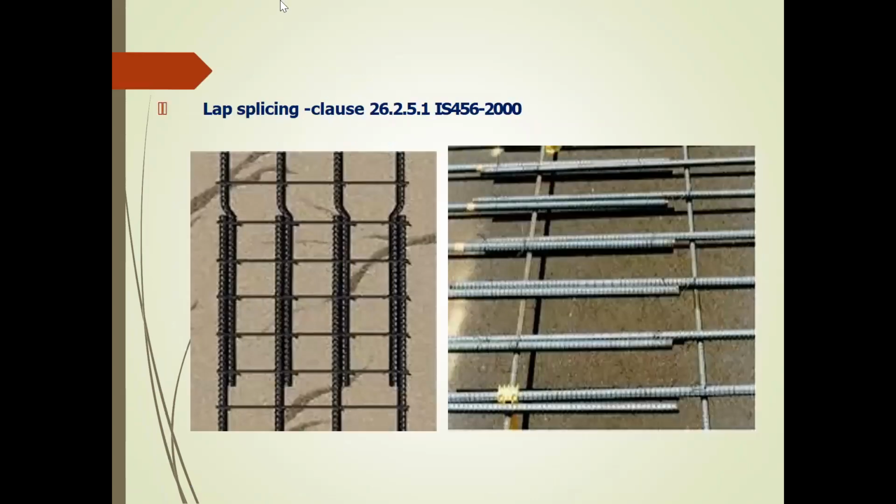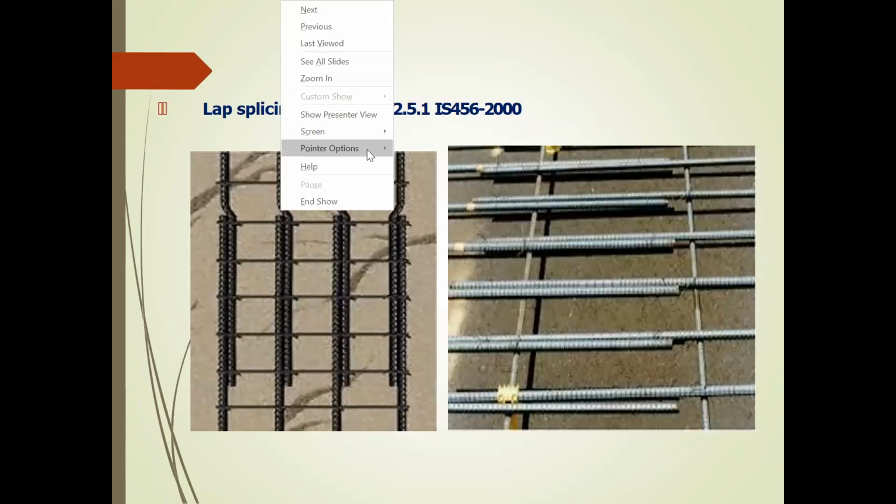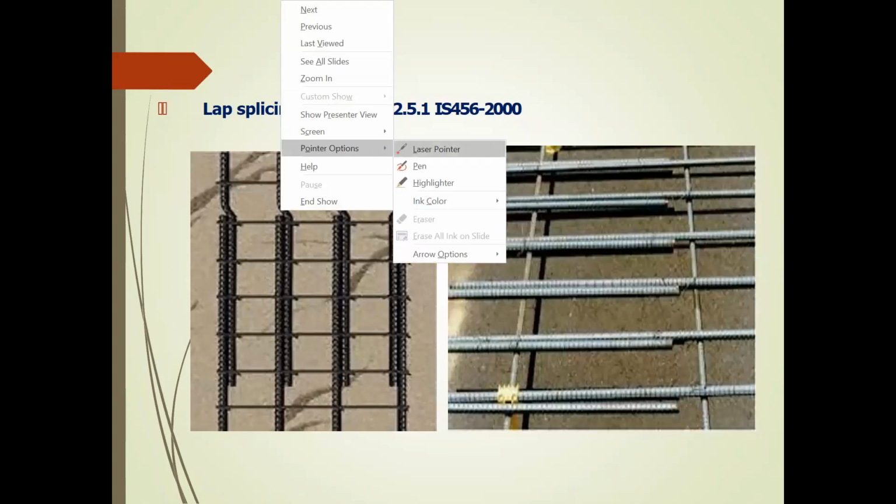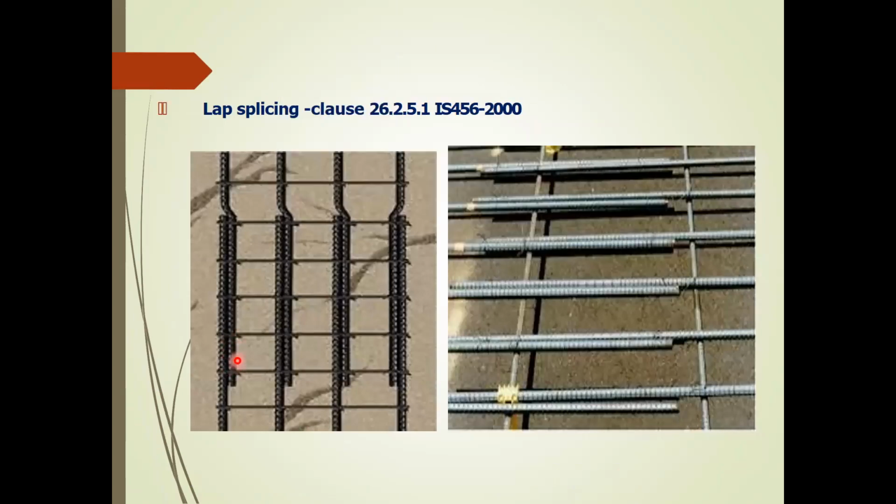This is the methodology of making a splicing. Here you can see how the splicing is done. You have to overlap the bars and fit them like this. Here you can see the splicing. This is based on clause 26.2.5.1.